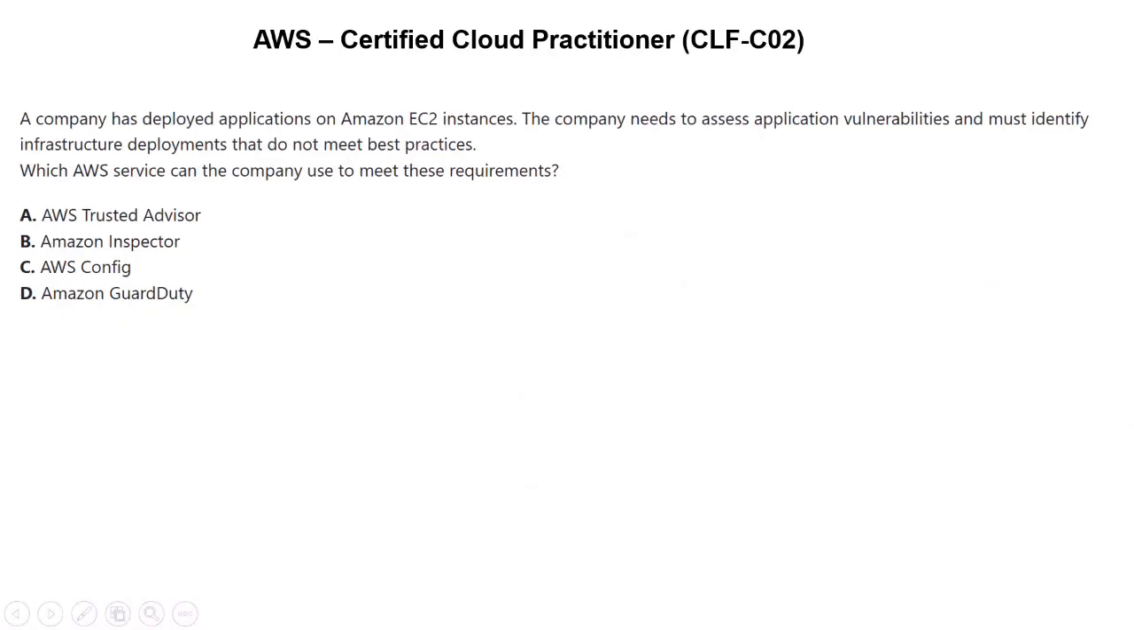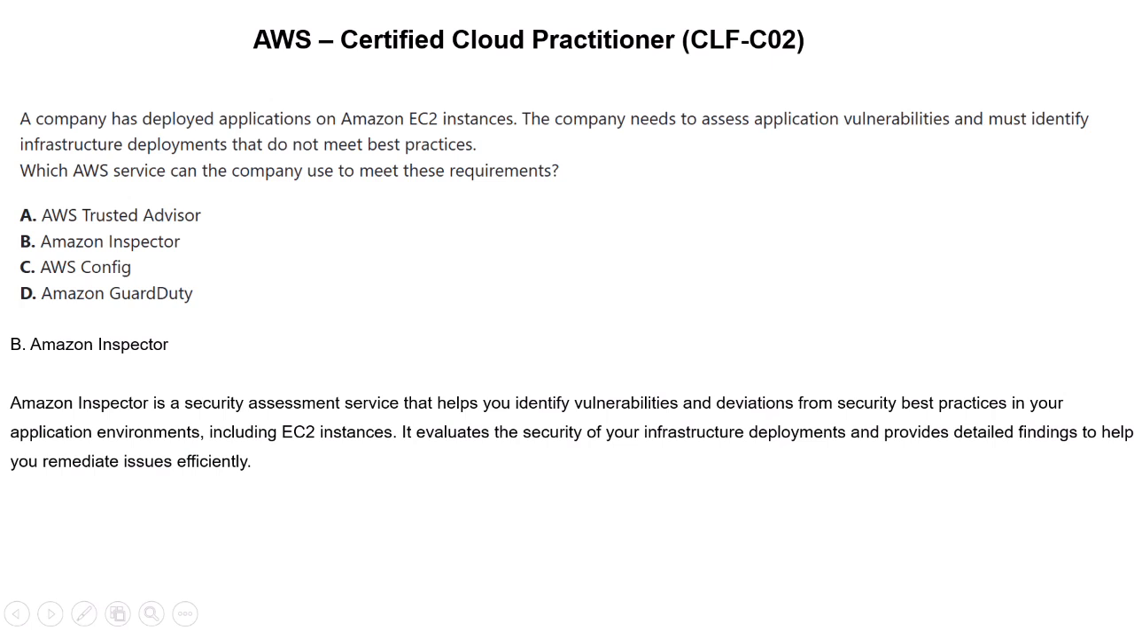Next question. A company has deployed applications on Amazon EC2 instances. The company needs to assess application vulnerabilities and must identify infrastructure deployments that do not meet best practices. Which AWS service can the company use to meet these requirements? Option A. AWS Trusted Advisor. Option B. Amazon Inspector. Option C. AWS Config. Option D. Amazon GuardDuty. The correct answer is option B.